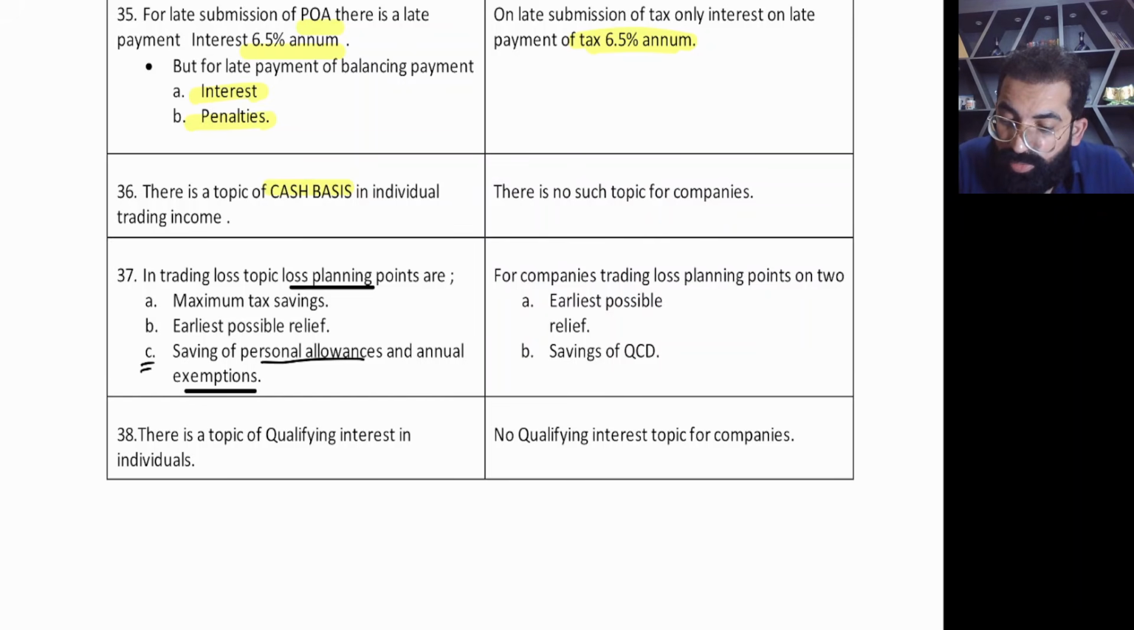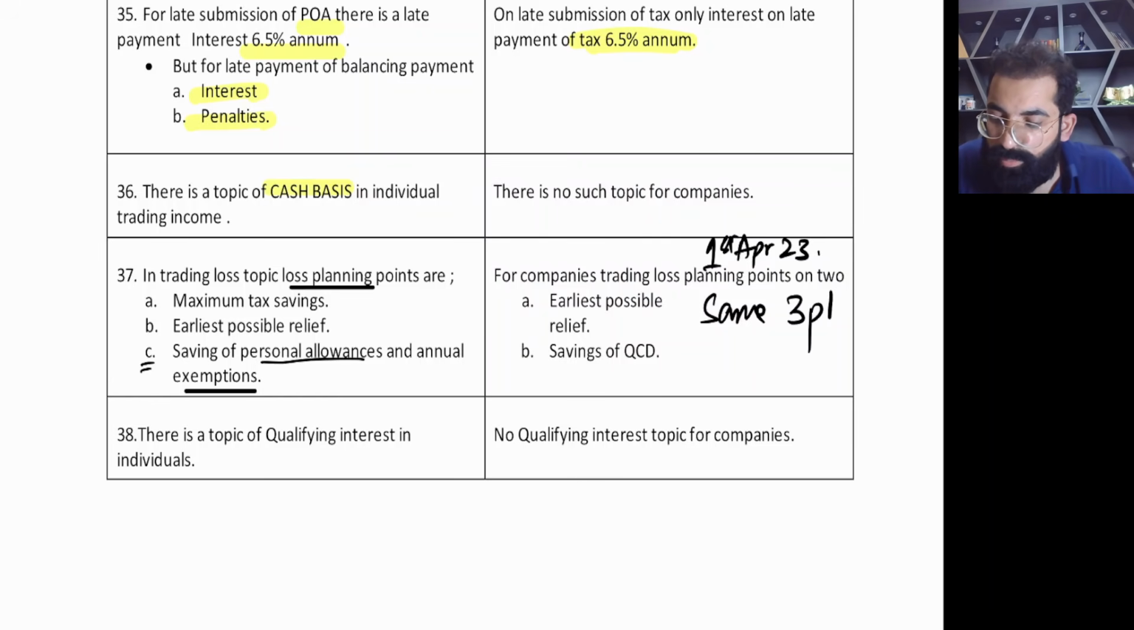Now after 1st April 23, companies also have these same 3 points. This handout is a little old. Company also has 3 points, because previously, before 1st April 23, companies were paying a flat tax rate of 19%. So there was no planning of tax rate. But now after 1st April 23, you have 19%, you have 25%, and you have a special rate of 26.5%. Remember the marginal rate.